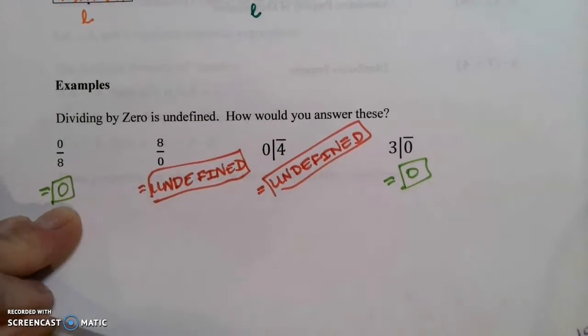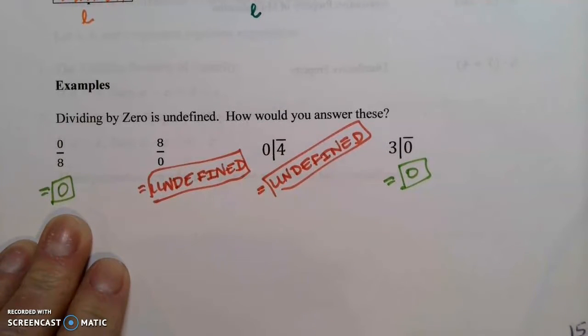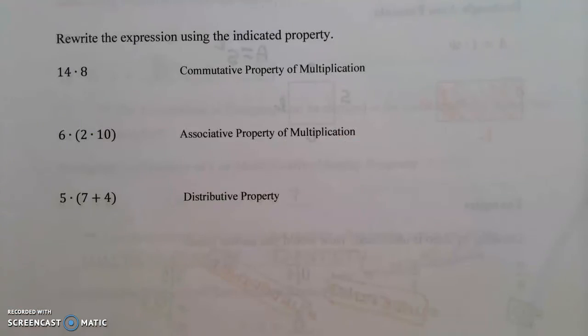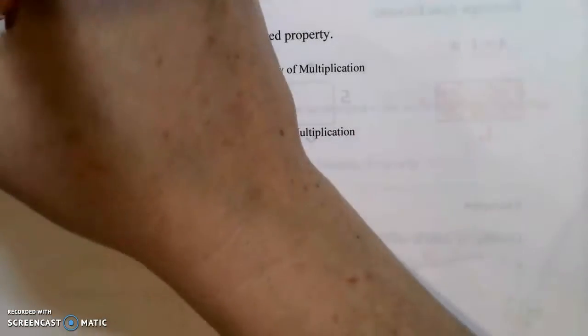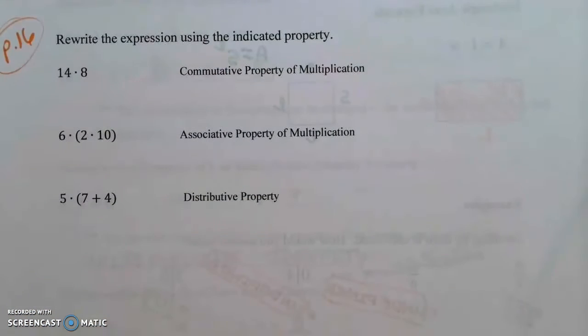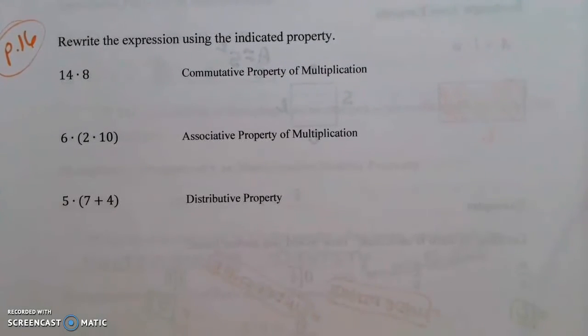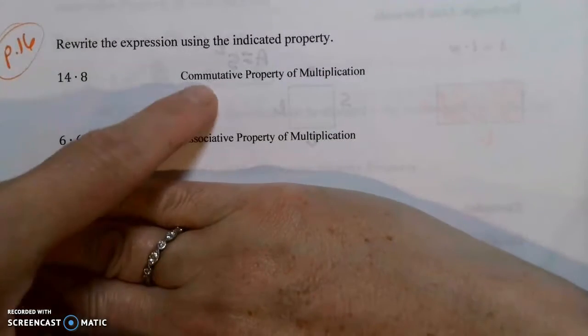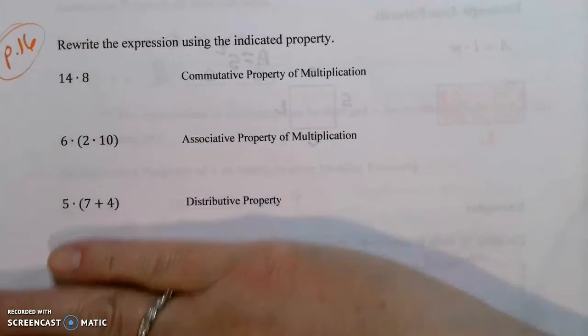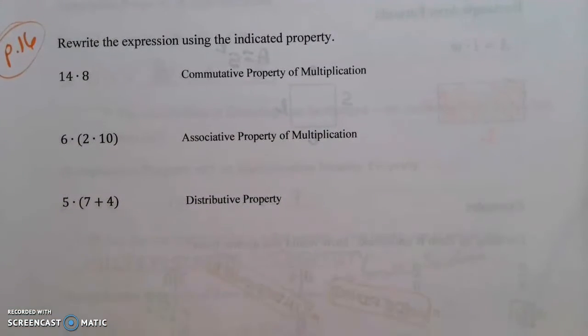All right, pause for a second while I switch pages. All right, I flipped over and I'm actually on the bottom of page 16. So go to the bottom half of 16 and then we'll hit the top half in a moment. So this is rewriting those using that particular property. So we just did this with addition. So we're going to do this with multiplication for the commutative property and the associative property. And then we'll look at the distributive property.